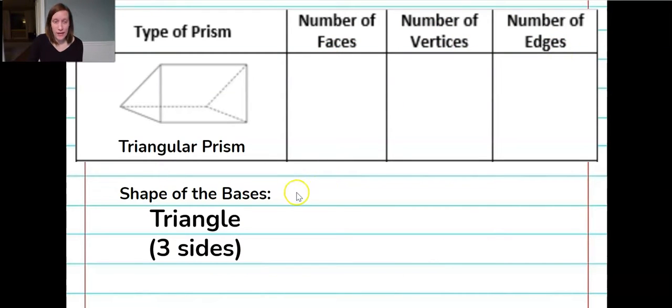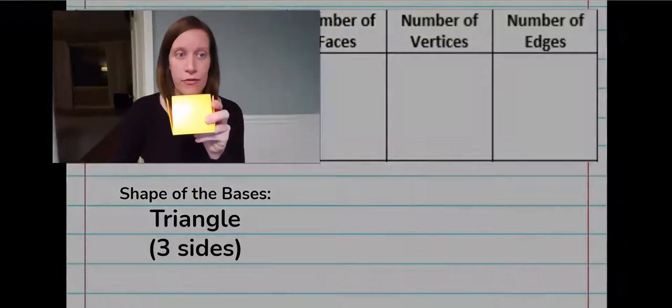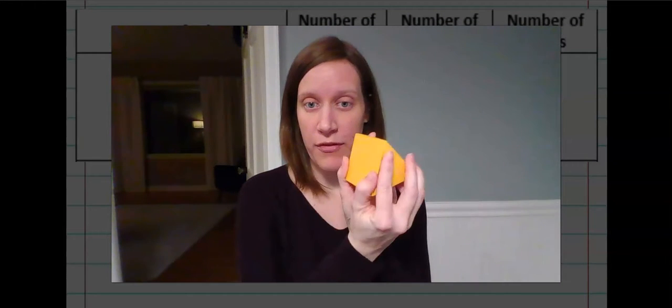Because it is a triangle, the two bases are triangles. When we're trying to figure out the number of faces, we know we're going to have our two bases, our two triangles, and they have to be connected by rectangles. Well, the fact that there are 3 sides to a triangle tells me how many rectangles we need too. So right here, I have my triangular prism.